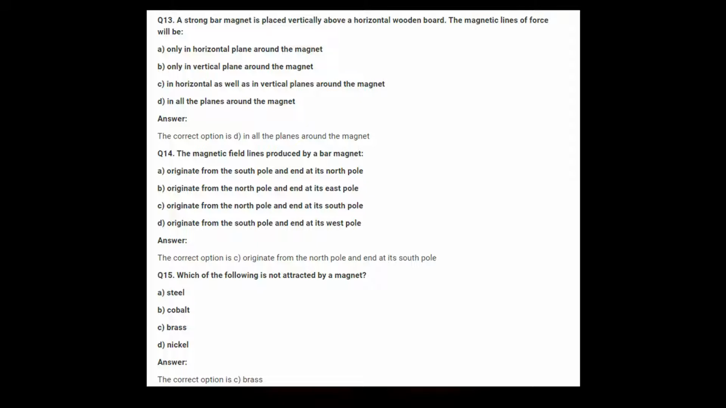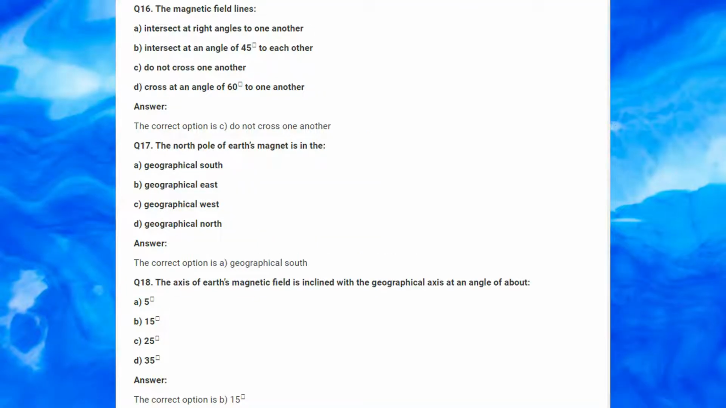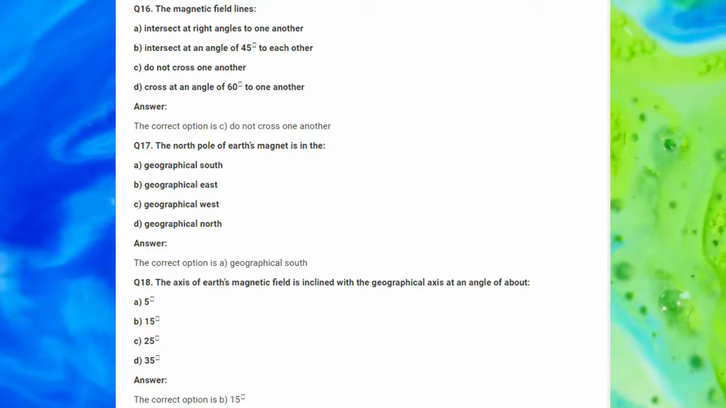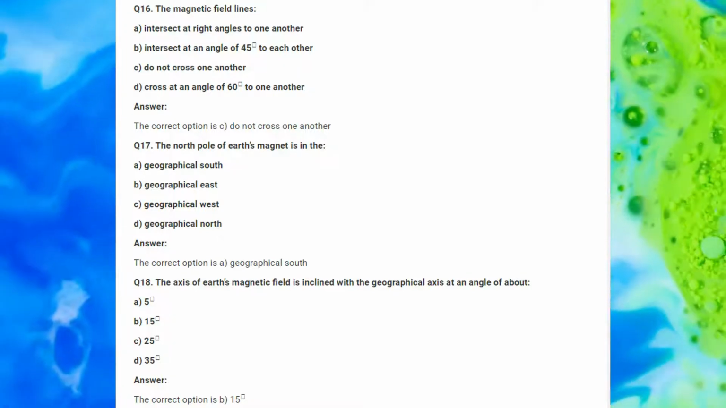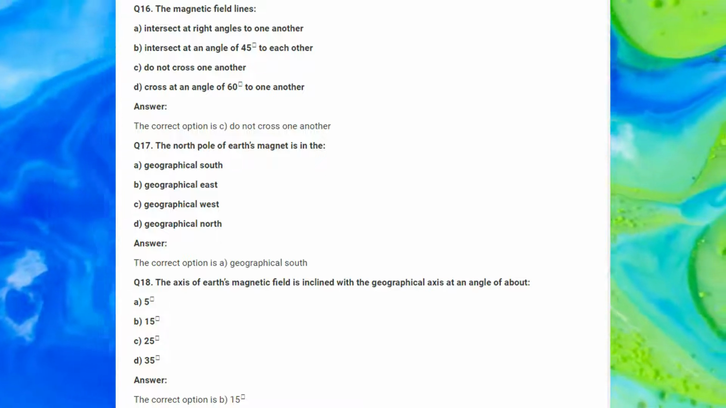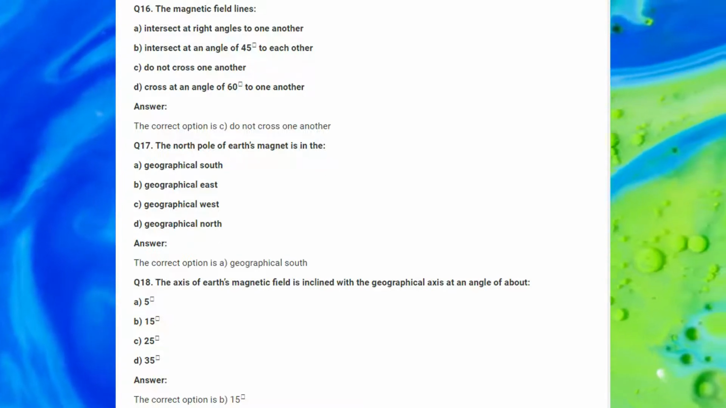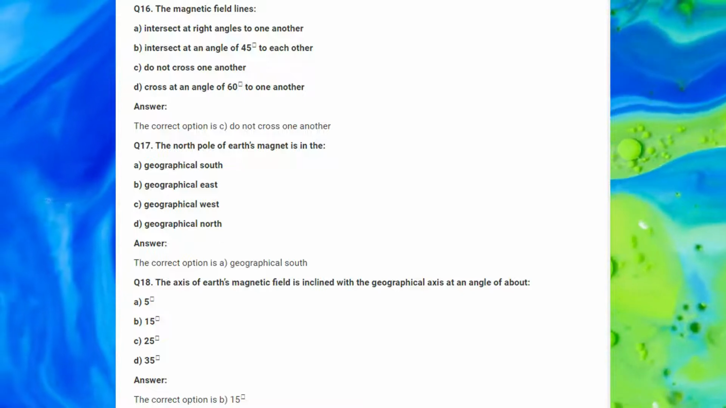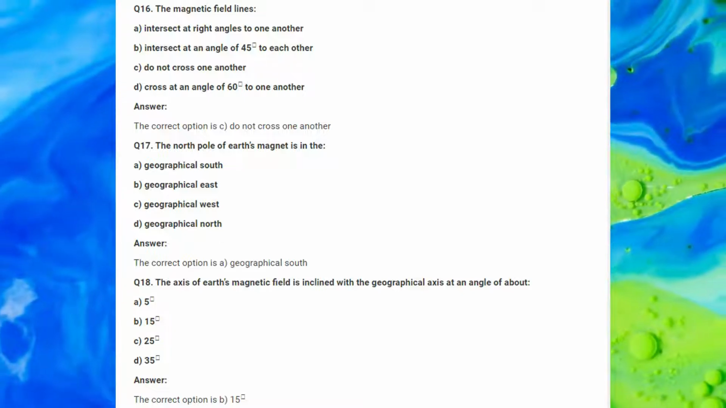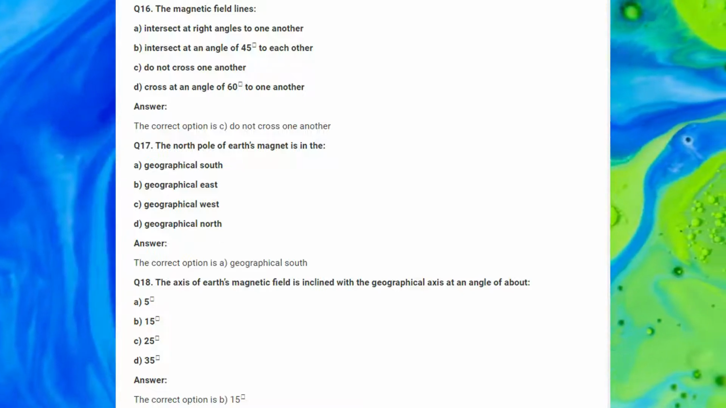Q15. Which of the following is not attracted by a magnet? A. Steel. B. Cobalt. C. Brass. D. Nickel. Answer: the correct option is C. Brass. Q16. The magnetic field lines, A. intersect at right angles to one another. B. intersect at an angle of 45 degrees to each other. C. do not cross one another. D. cross at an angle of 60 degrees to one another. Answer: the correct option is C. Do not cross one another.